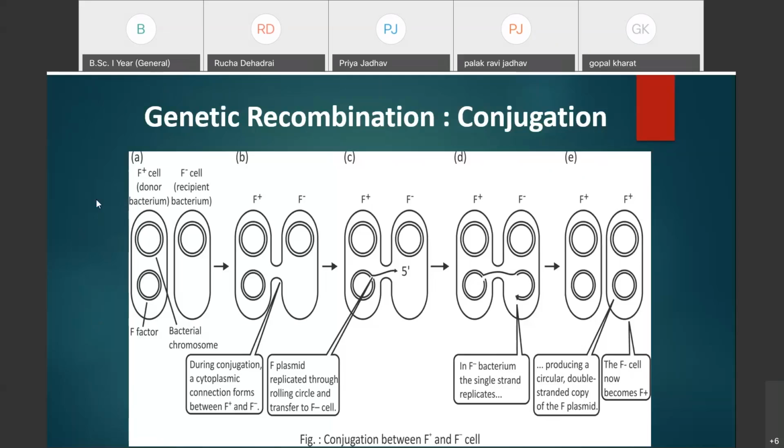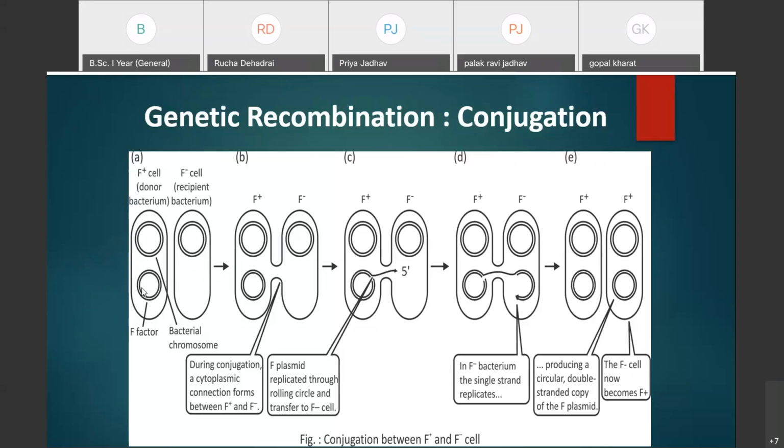The bacterial cell which has such a self transmissible plasmid is said to be the donor. Here you can see this is the bacterial cell which has the F factor, which is self transmissible, and that's why this bacterial cell is referred to as the donor. And the bacterial cell which is receiving this plasmid is referred to as the recipient cell.